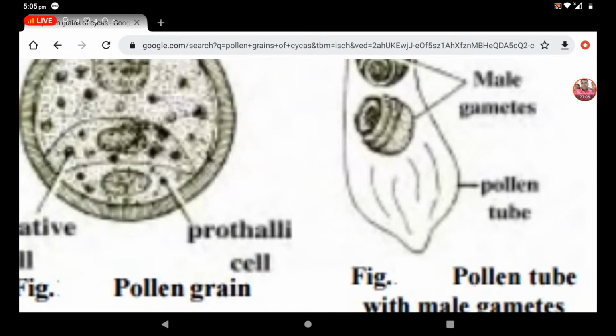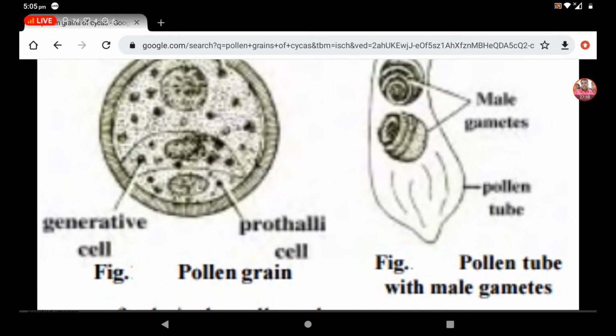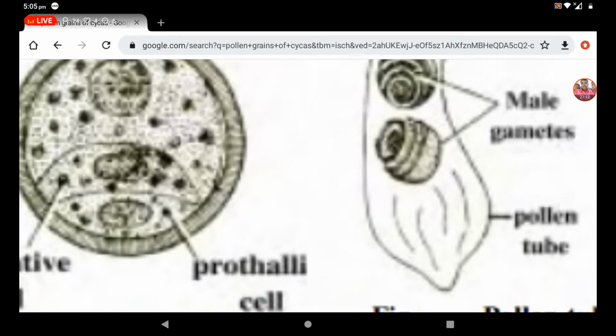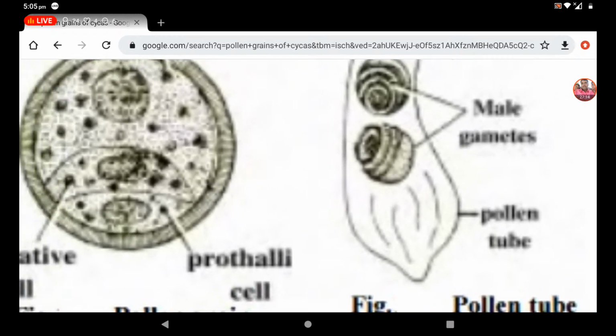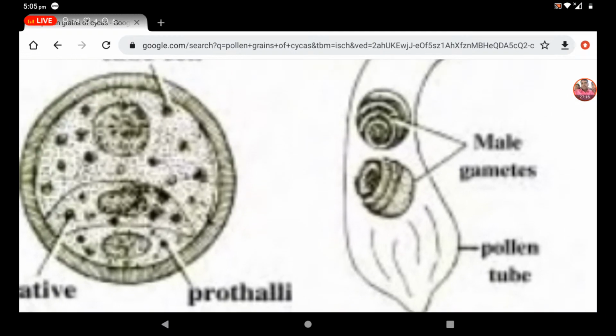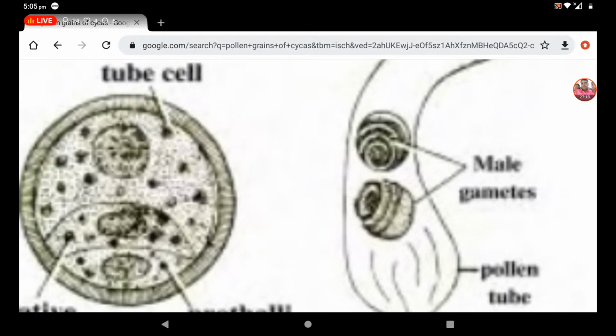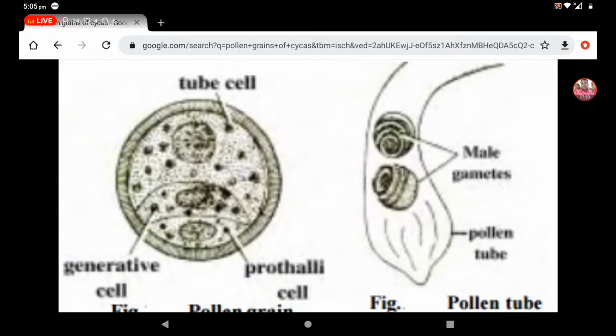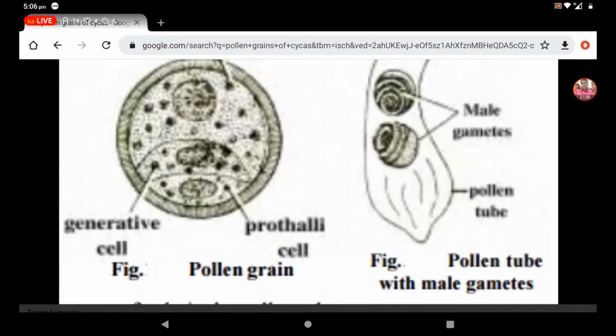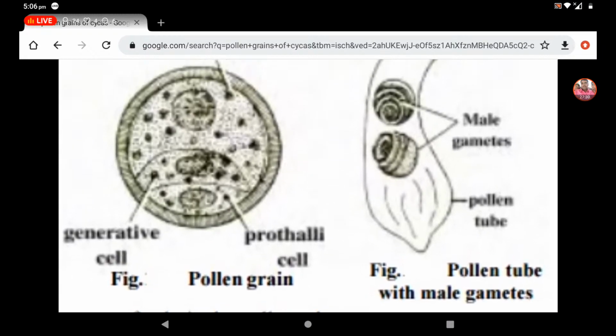With the help of the pollen tube only, they reach near the female gametophyte, that means the endosperm, and get fertilized with the archegonium. Each pollen tube carries two male gametes, and minimum two archegonia are present. They get fertilized and form the zygote. The zygote becomes the embryo, and the embryo forms a seed; around it the entire megasporangium becomes the seed.